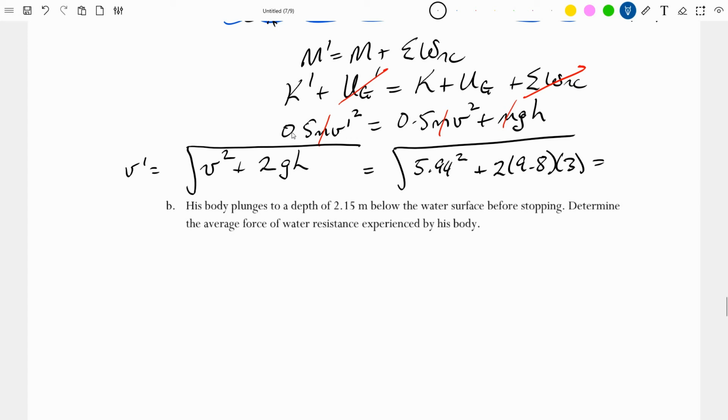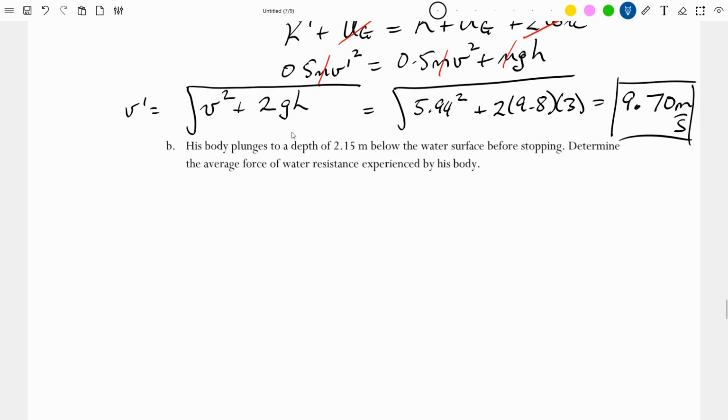5.94, which I do have to square here on my calculator. Add 2 times 9.8 times 3, close my square root bracket, and I'm getting 9.699, etc., to 3 sig figs. I'm going to call that 9.70, I guess, would be 3 sig figs for that one. So that's how fast he is going when he arrives at the surface of the water. Part B then kind of extends this.